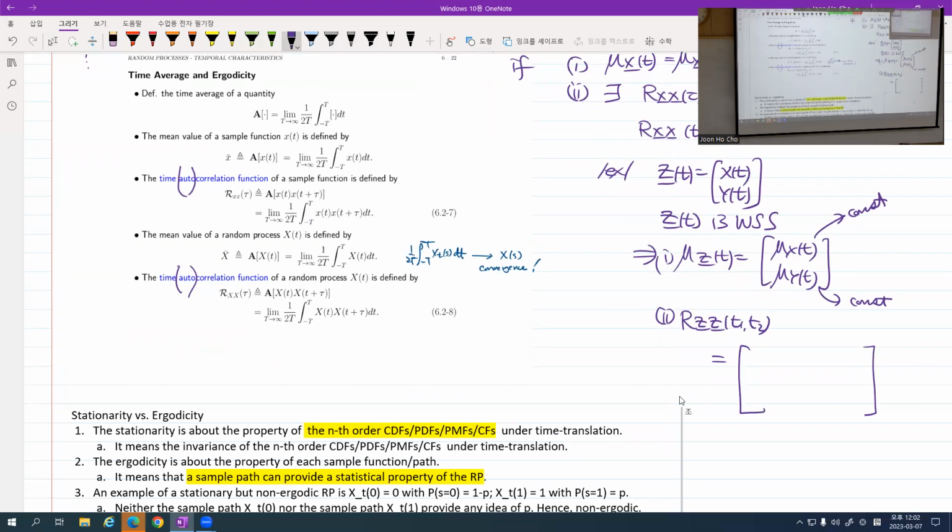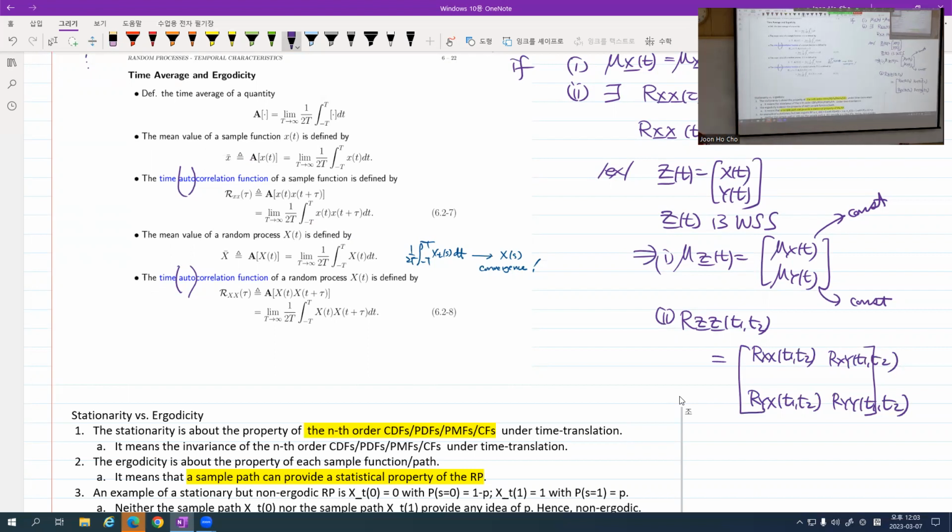What is the one element? That is R_XX(T1, T2), right? What about 1, 2? That is X(T1), Y(T2). So R_XY(T1, T2). What about this one? R_YX(T1, T2). R_YY(T1, T2). Now, this matrix-valued function is a function of time difference. What does that mean? Each entry is a function of time difference. It means X is wide-sense stationary, Y is wide-sense stationary, and their cross-correlation function must be a function of time difference.